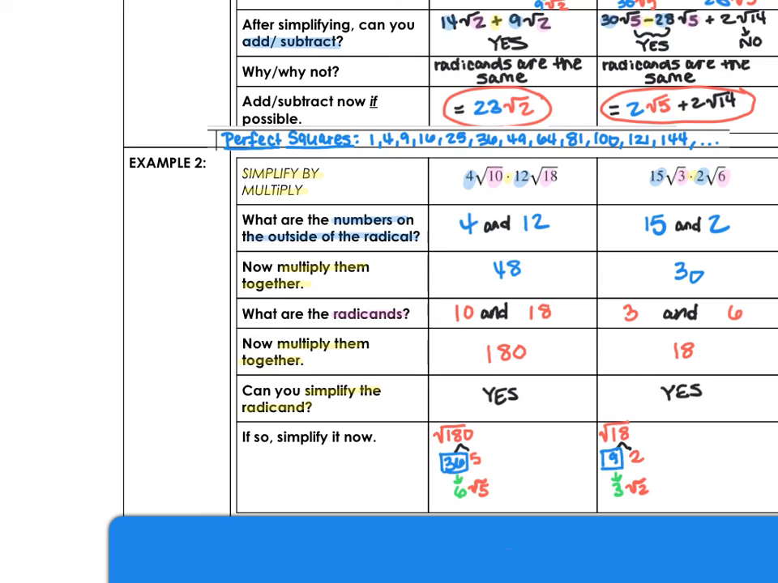So when we take that number on the outside and multiply it by the number we pulled out from our perfect square, 48 times 6, you get 288. And for our next problem, we had 30 on the outside times the perfect square that we pulled out, 3. 30 times 3, you get 90. So our answer to our first part of example 2 is 288 square root 5, and the answer to our second part of example 2 is 90 square root 2.